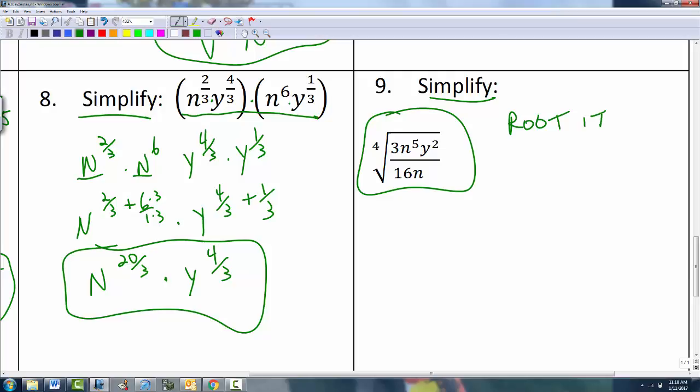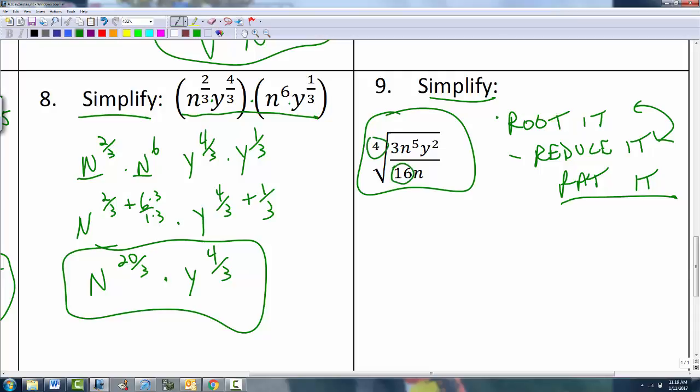Remember, root it, reduce it, rationalize it. Remember, I said these two you do either or both at the same time. This is always last. So do not try to rationalize 16n with a fourth root before you check these two things. For instance, fourth root of 16, is that something or nothing? And hopefully you're answering, Mr. Samuelus, that the fourth root of 16 is 2.